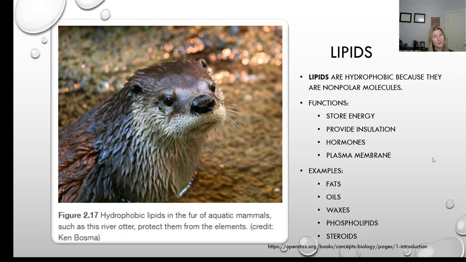So we've talked about the carbohydrates as one of the four macromolecules. Now we're going to move into the second one, the lipids. Lipids are a pretty interesting category of macromolecules. They don't actually have any monomers or subunits that are consistent amongst each other, and so their structures are very unique amongst the different lipids.